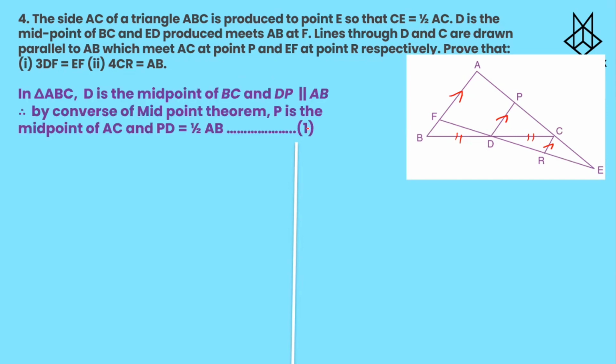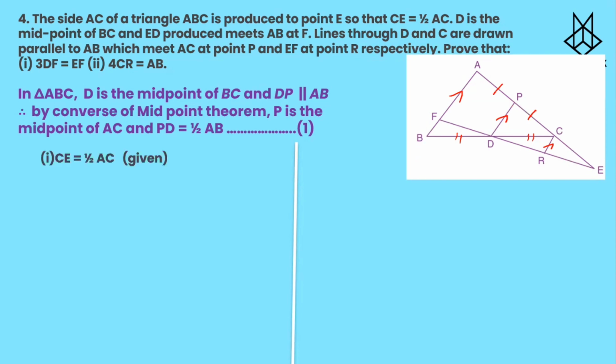Let's start. So in triangle ABC, you have D is the midpoint of BC and DP is parallel to AB. Therefore, by converse of midpoint theorem, you get P is the midpoint of AC. So AP is equal to PC. And by midpoint theorem, you get PD is equal to half AB. Let this be equation number 1.